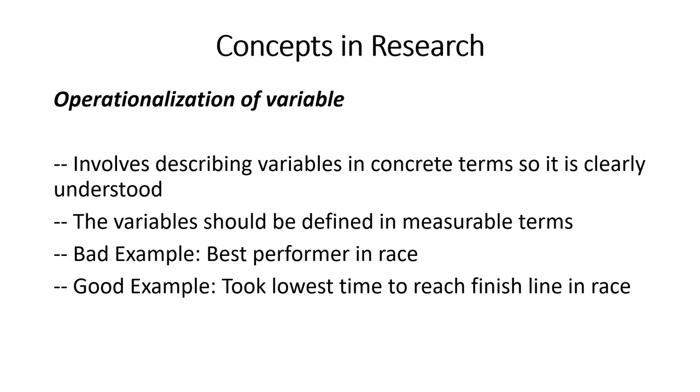A bad example is performance, best performance in a race. Now, when I am defining a variable as best performance in a race, what do I mean? How is this best performance rated? Whether it is in terms of timing, whether it is in terms of number of errors, whether it is in terms of some other aspect. A good example of operationalization is defining performance as the lowest time to reach the finish line in a race. Now, I have defined it in terms of time, how much time somebody is taking, and so here the operationalization is good.